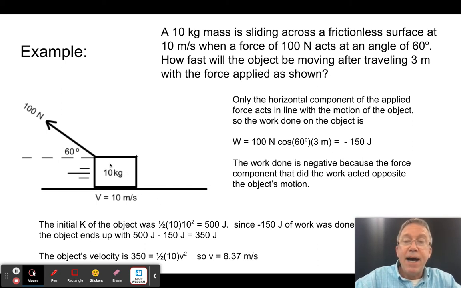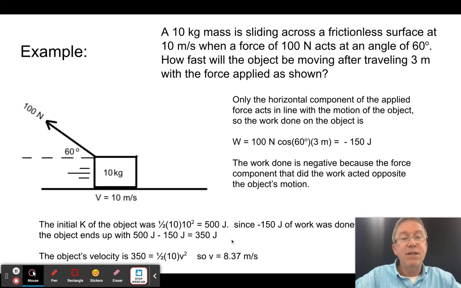So I had 10 kilograms that was traveling at 10 meters per second. So 10 squared is 100, and half of 10 is 5. So that means I had 500 joules to start with. I did 150 joules of negative work. So I took 150 away from it. So now it's only got 350 joules.